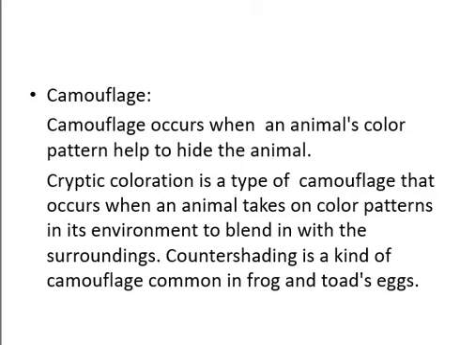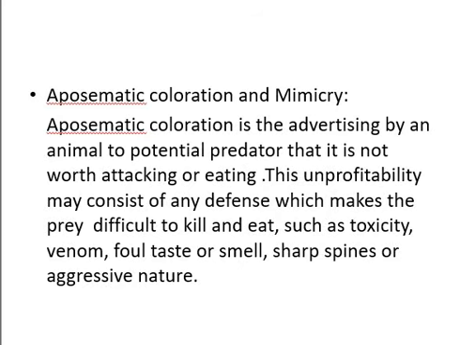Countershading is a kind of camouflage common in frog and toad eggs to hide from predators. That is, there are two types of shading on their eggs. The upper side is dark to hide on the forest floor or the surface of water from predators looking from upward. Now, aposematic coloration and mimicry.